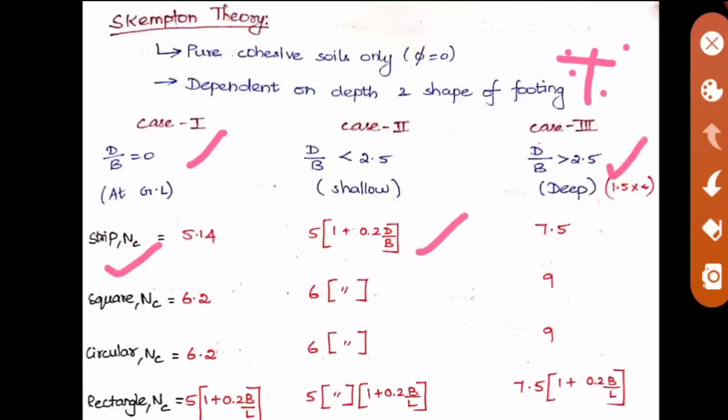In this C NC plus gamma D we need only the NC value, so we are going to study only the NC value for Skempton's theory. Here for the strip footing there are three values: 5.14, 5 into (1 plus 0.2 D by B), and then 7.5. So this is the minimum value and this is the maximum value. Knowing this range is also important. For the square it is 6.229, for circular 6.229, and for rectangle it is 5 into (1 plus 0.2 B by L) to 7.5 into (1 plus 0.2 B by L).